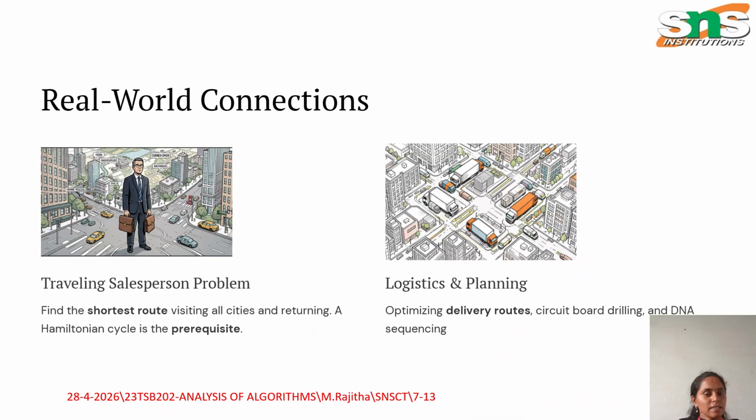The real-world connection. The Hamiltonian circuit problem has many practical applications. One important example is the traveling salesperson problem. In TSP, a salesperson must visit every city exactly once and return to the starting city. A Hamiltonian cycle forms the basis of this problem. Other applications include delivery route optimization, vehicle routing, circuit board manufacturing, DNA sequencing, and robotics path planning.